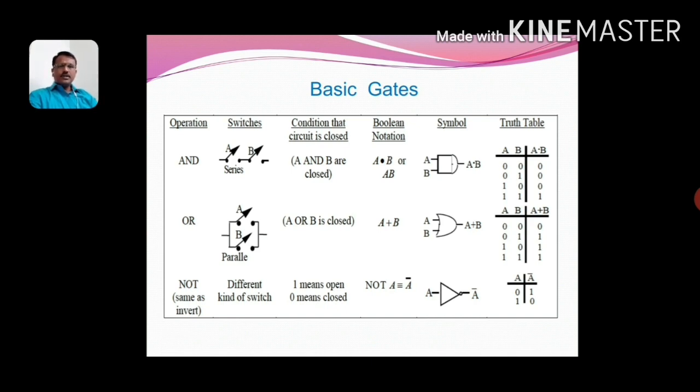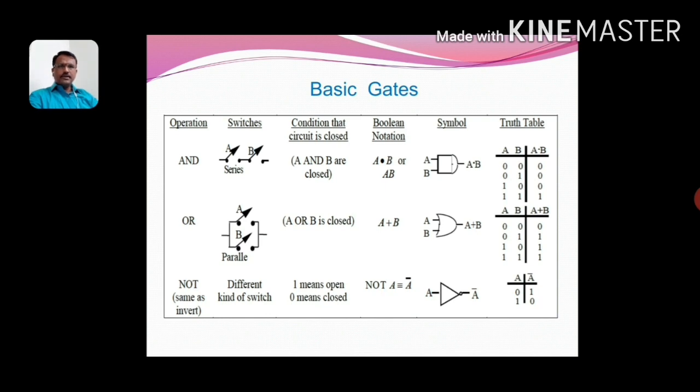And the third basic gate is the NOT gate. The NOT gate is also known as an inverter, which will invert your input. So in the NOT gate, the output is the complement of the input. So if logic low is given to the input, you will get logic high, meaning 1, at the output, and vice versa.